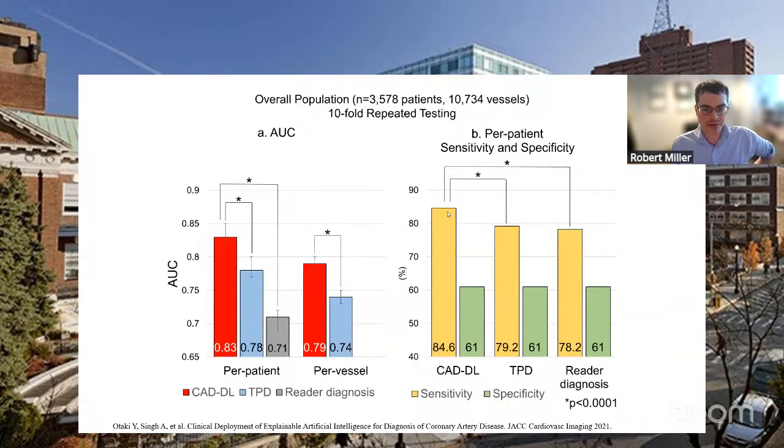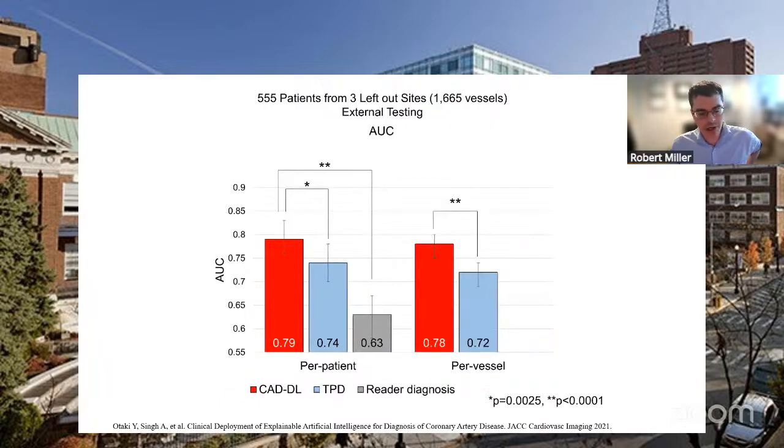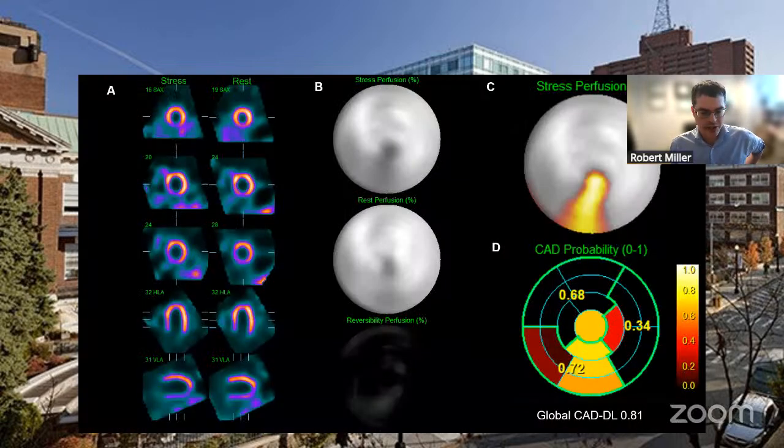This is the result for the overall population. What you can see here is that the deep learning model outperformed total perfusion deficit as well as expert reader interpretation. We also did external testing for this, where the deep learning model outperformed TPD. So just two more cases to highlight how this works.